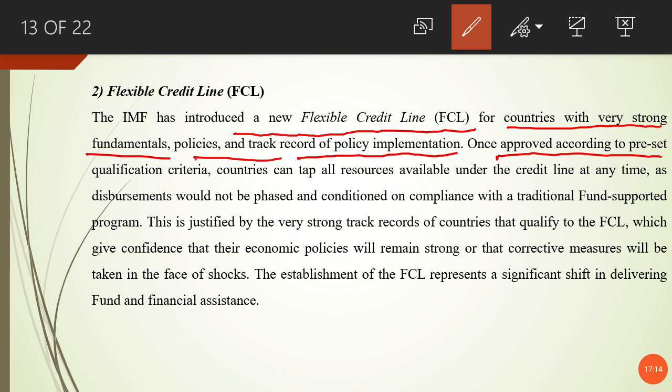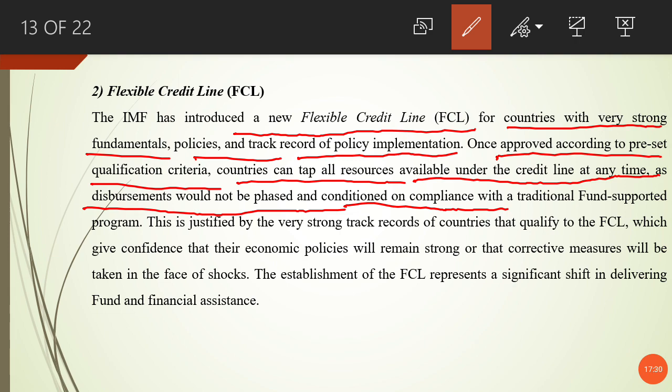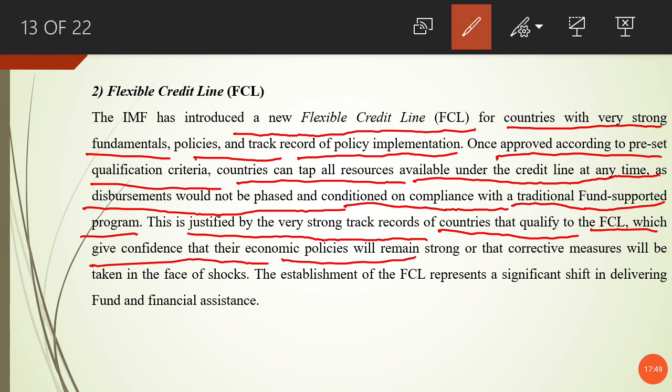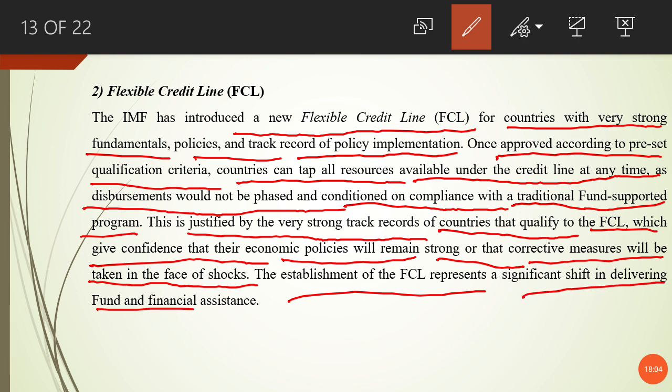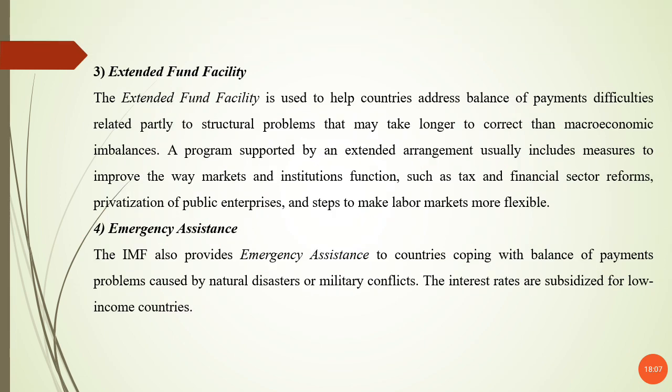Once approved according to preset qualification criteria, countries can tap all resources available under the credit line at any time, as disbursement would not be phased and conditioned on compliance with a traditional fund-supported program. This is justified by the very strong track records of countries that qualify for the flexible credit line, which give confidence that their economic policies will remain strong or that corrective measures will be taken in the face of shocks. The establishment of the flexible credit line represents a significant shift in delivering fund financial assistance.